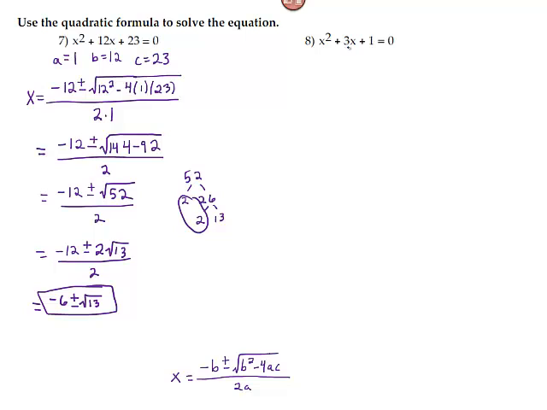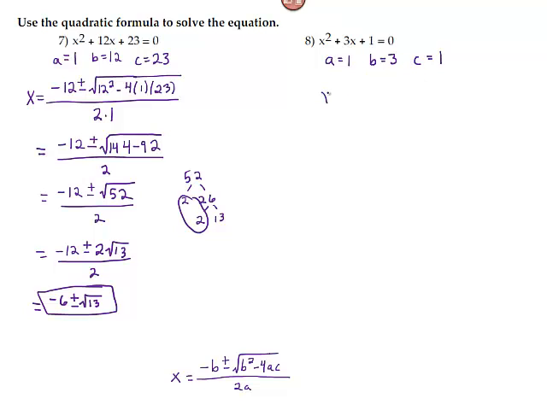So on 8, figure out what A, B, and C are. And you might try pausing the video and seeing if you can do 8 on your own, and then starting it back up once you're done with your try and see how you did. So A is 1, B is 3, C is 1.